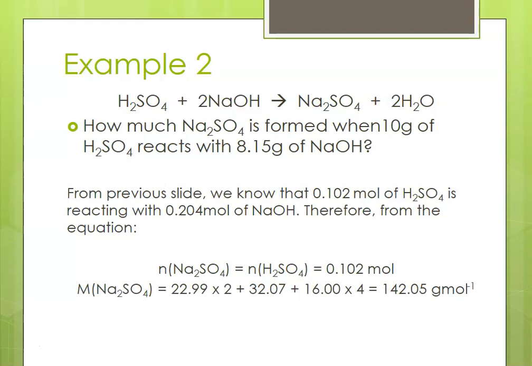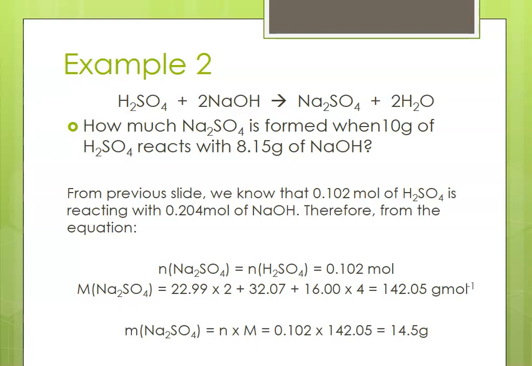We do need to know the molar mass of sodium sulfate, so 2 sodiums, 1 sulfur, 4 oxygens. We've got a molar mass of 142.05 grams. And therefore the mass of sodium sulfate that is formed is the number of moles times the molar mass, multiplied all together, and we get our answer of 14.5 grams. So you can see 10 grams of one, 8 grams of the other, and we've got 14 grams of product.